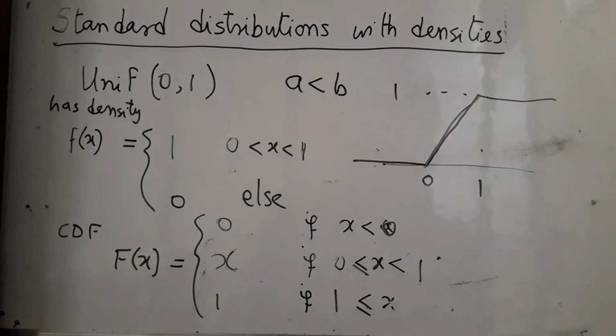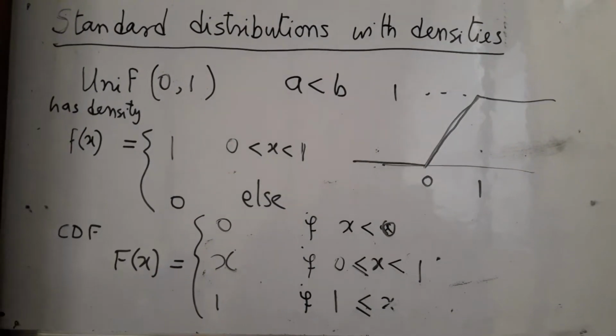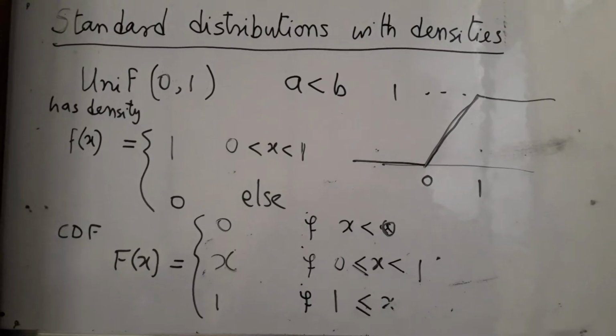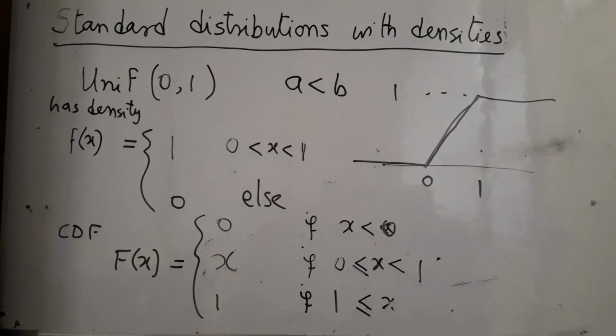Now this particular distribution, uniform 0, 1, plays a lot of important role in the theory of probability. We are going to take a look at that, but first let's take the simple properties. We will find out its average, expectation, variance, etc.